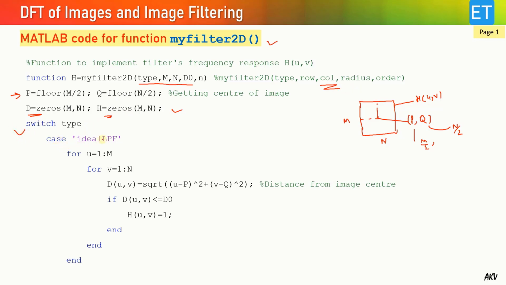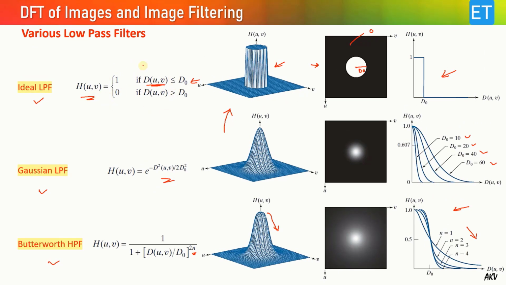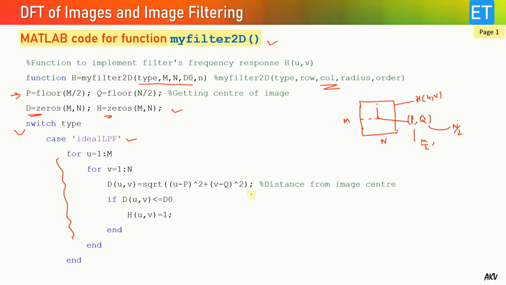So here I have used a switch case. For case 1, when the input type is the ideal low pass filter, I have implemented this code. This code is nothing but the same mathematical expression which I have already shown you. Just go to the previous slides. So I have already shown you this equation, and I have implemented it for the ideal low pass filter. Similarly, I will implement this equation for Gaussian and this equation for Butterworth filter.